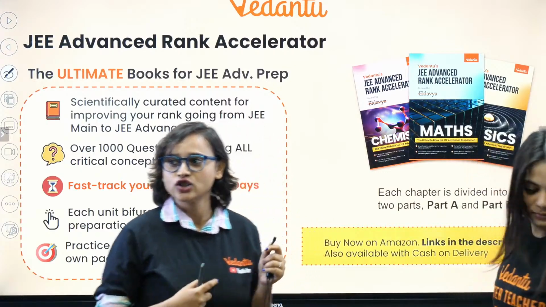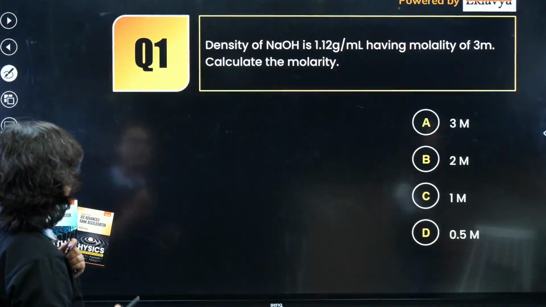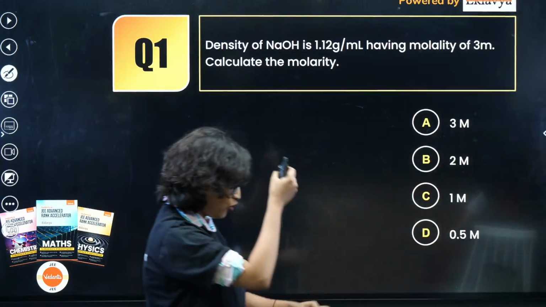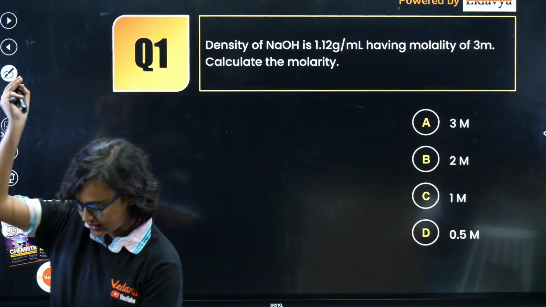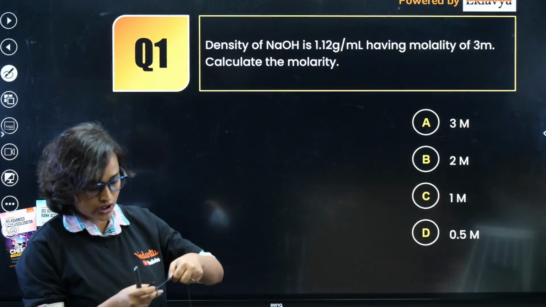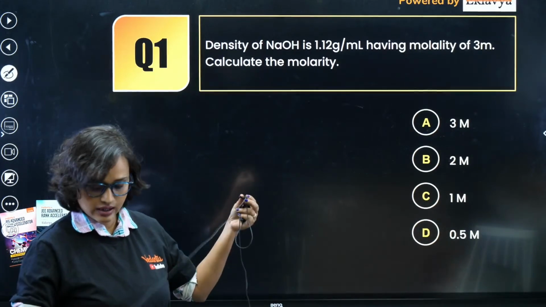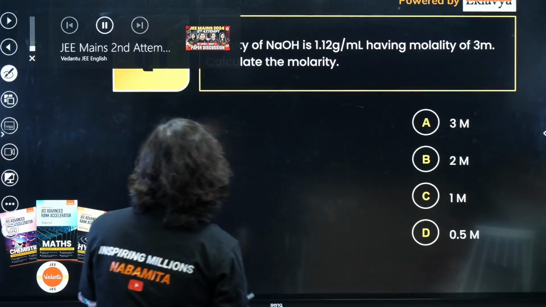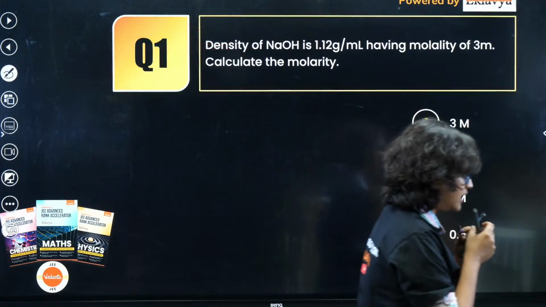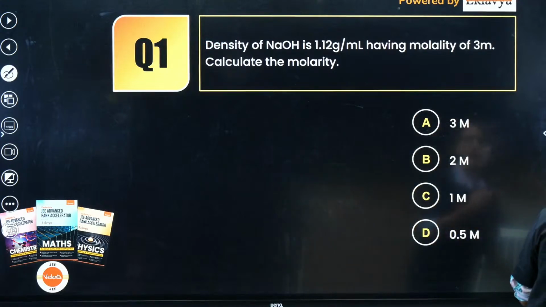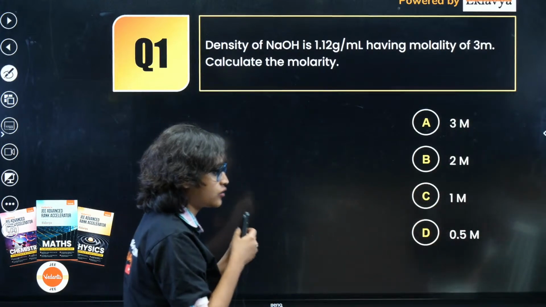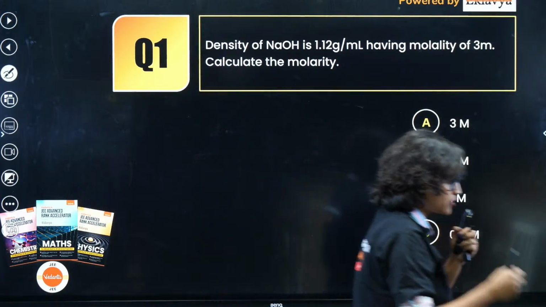Okay, so let us start with the first question, everyone. The first question is, okay, what have we done here? The first question here is that the density of NaOH is given to you, and molality is also given to you, guys, right? What do you have to calculate? You have to calculate molarity, all right?